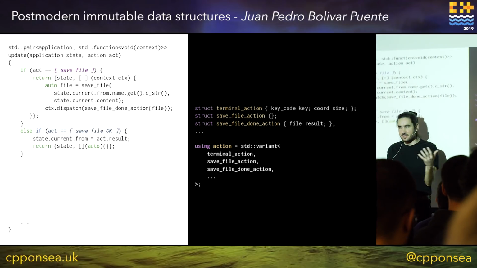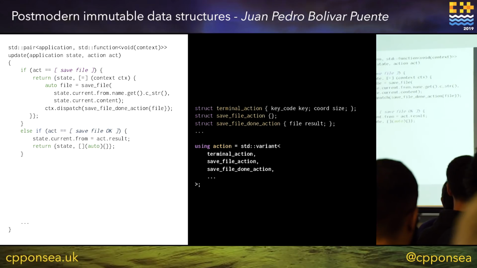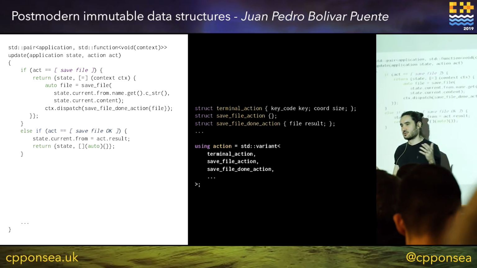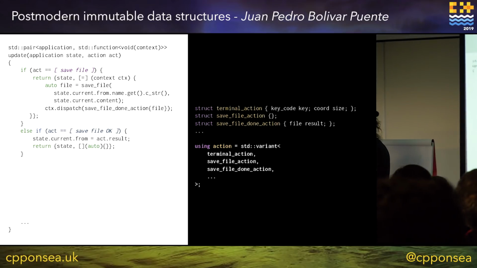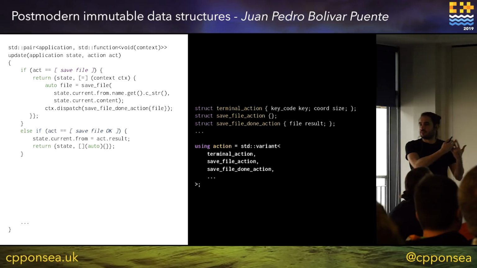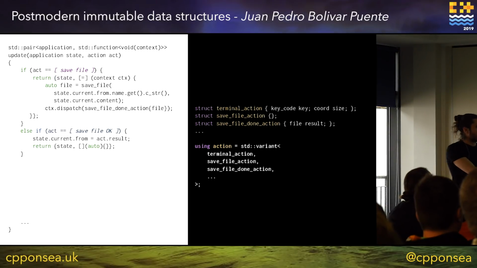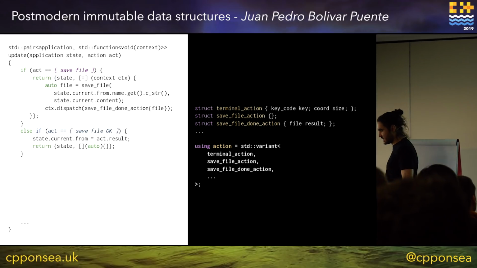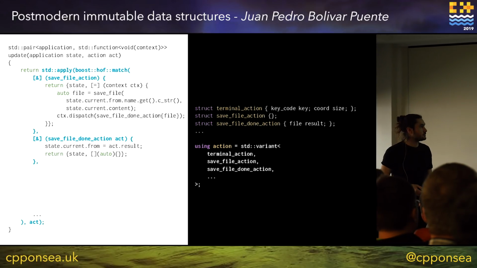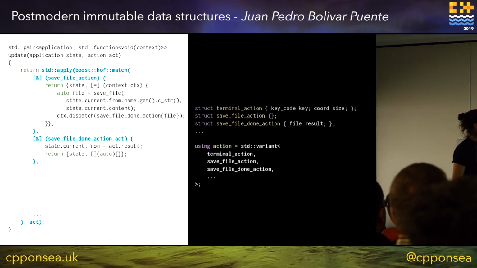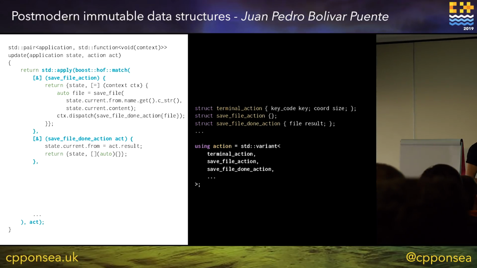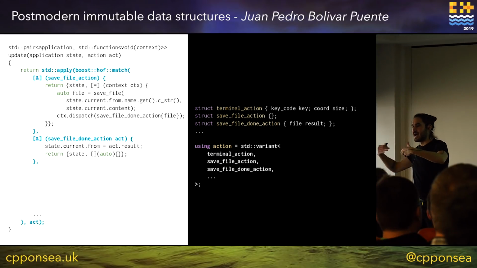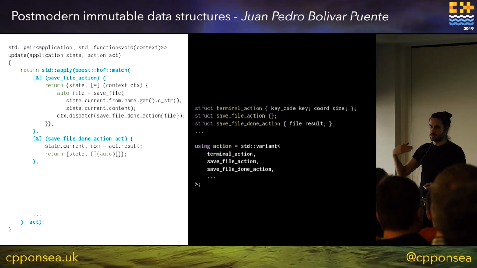Now, these are different types. We need to put them together somehow. We put them together with std variant, right? So this is a type-safe way of saying the action can be one of these. Once this is an std variant, now we know how to implement these ifs, which is not using ifs, but using std apply. So we call std apply, and to std apply, we have to pass a visitor to visit the different kinds of things that can be there in the action type.